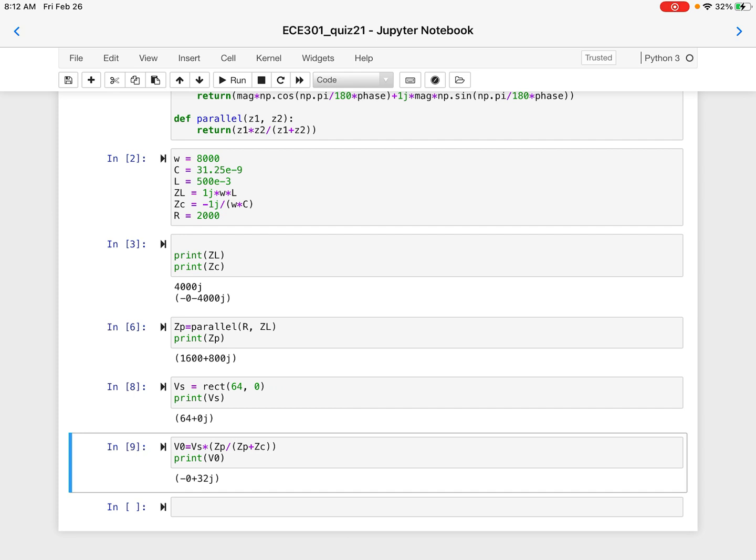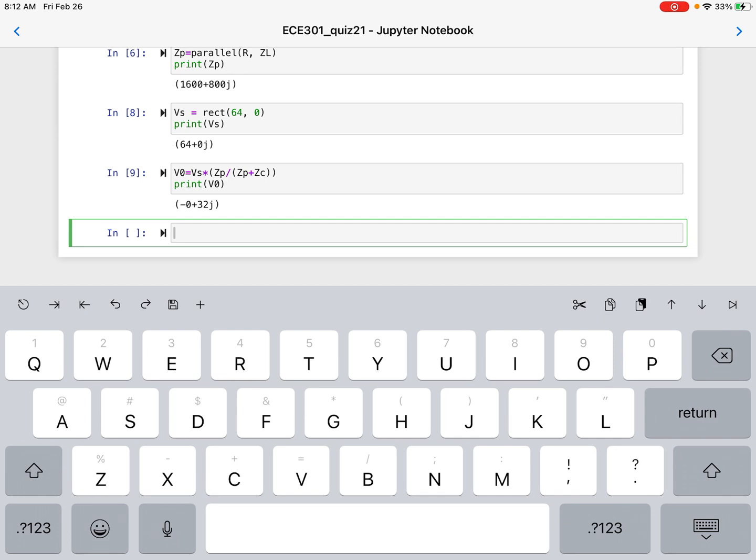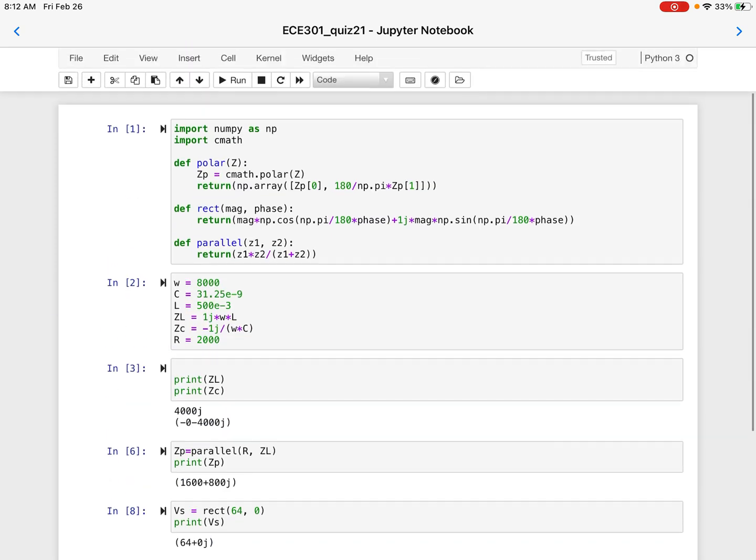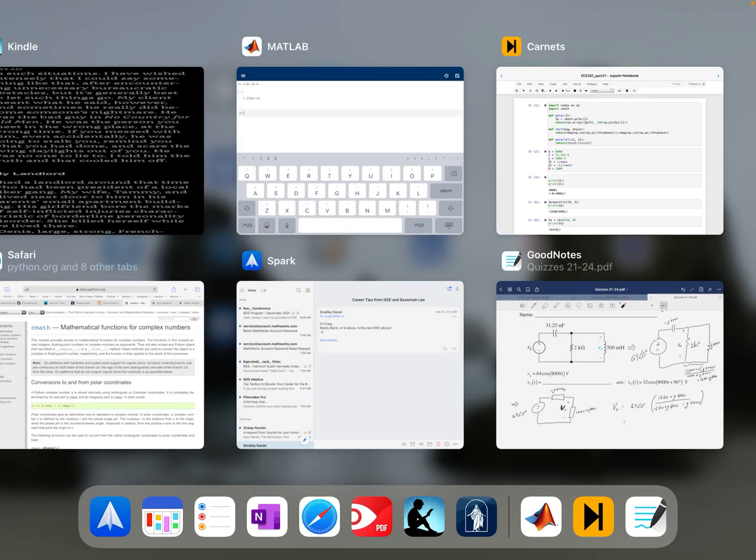So if I run that, I get, let's see, this doesn't quite look right. What did I do wrong? So Vs times Zp divided by Zp plus Zc. Okay, and then I need to convert this into polar. So again, I've got a little function up here that takes a rectangular complex number and turns it into polar.